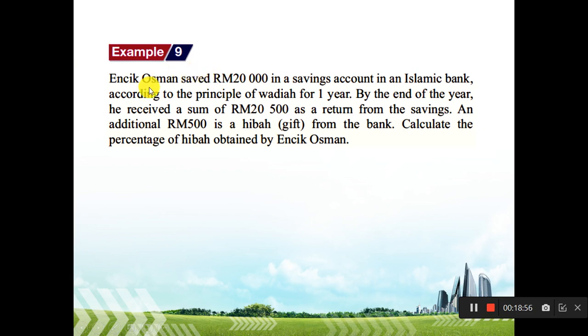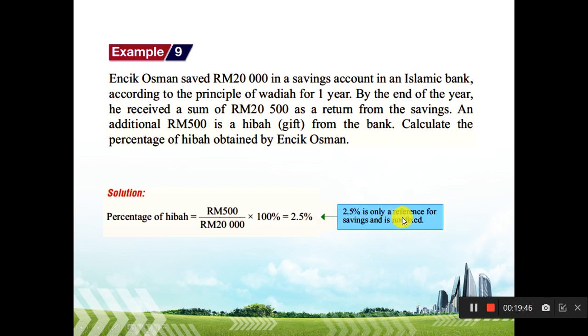So, example 9. Encik Osman saved 20,000 in a saving account in an Islamic bank, according to the principle of wadiah for 1 year. By the end of the year, he received a sum of 20,500 as a return from the saving. An additional 500 is a hibah, or gift from the bank. Calculate the percentage of hibah obtained by Encik Osman. So percentage of hibah, the hibah or the gift from the bank divided by the saving times 100% equals 2.5%. So 2.5% is only a reference for saving and is not fixed.